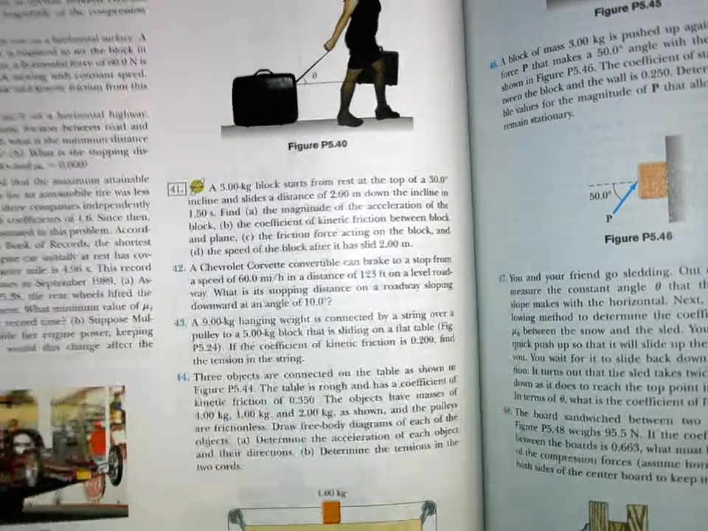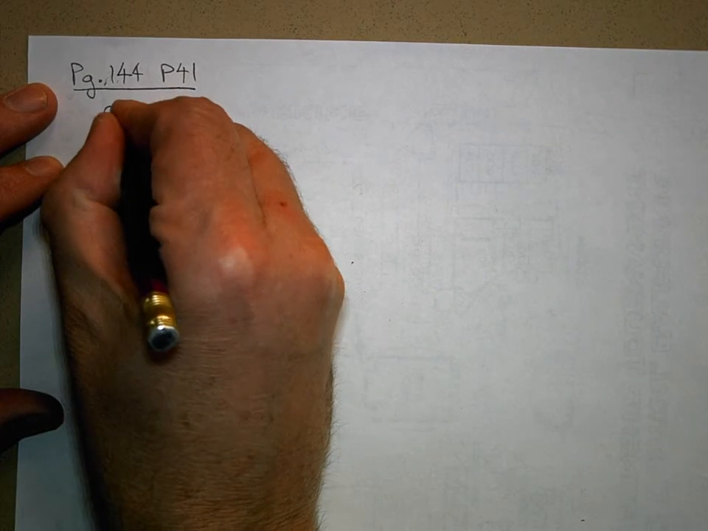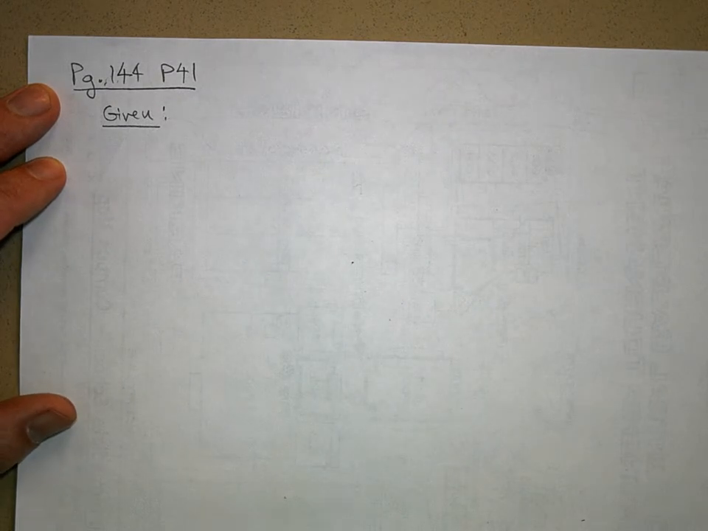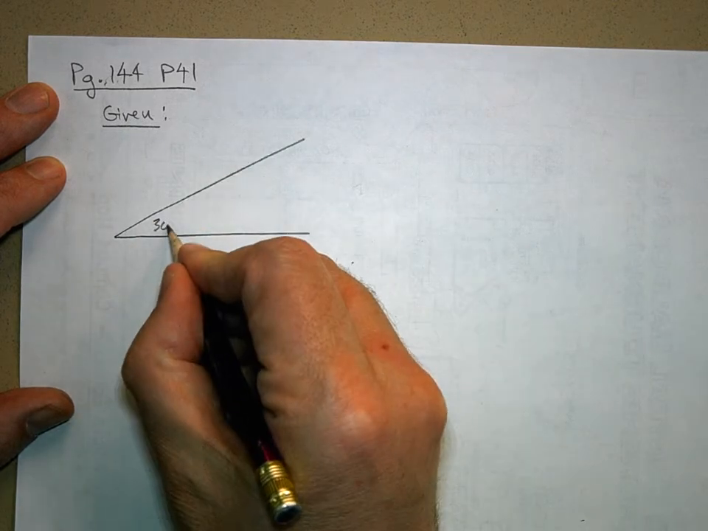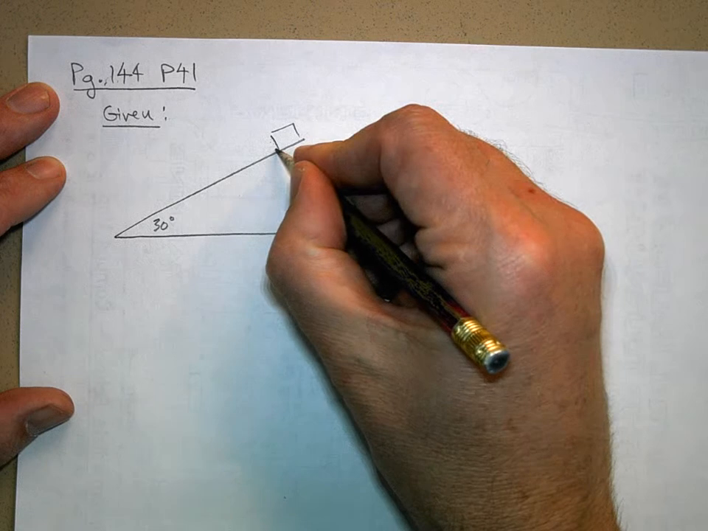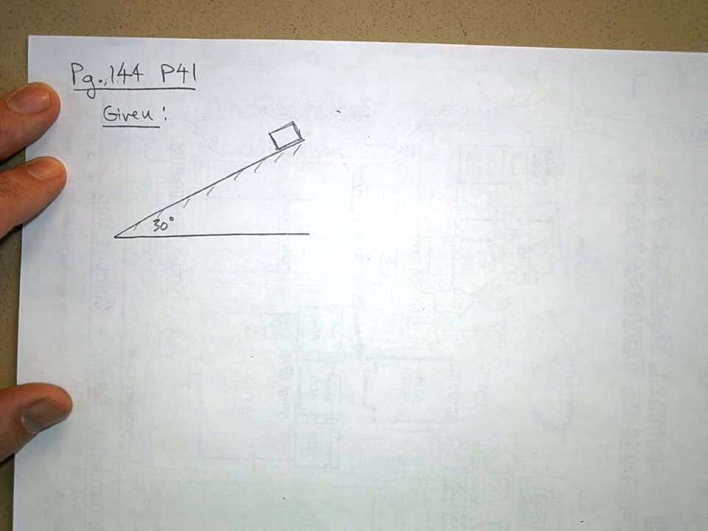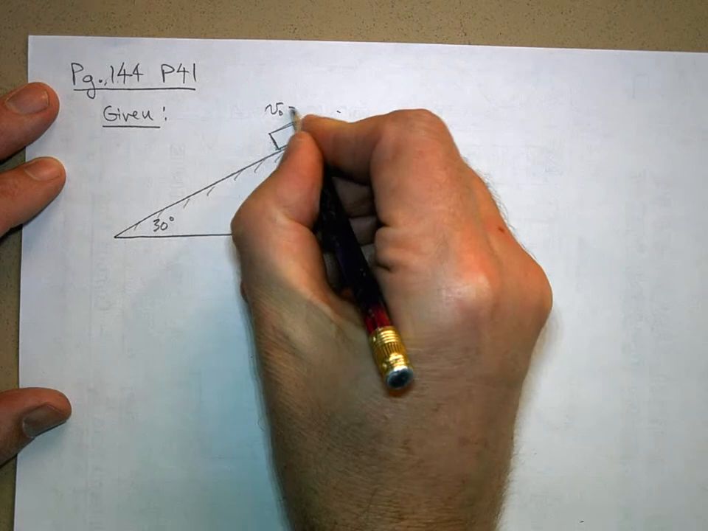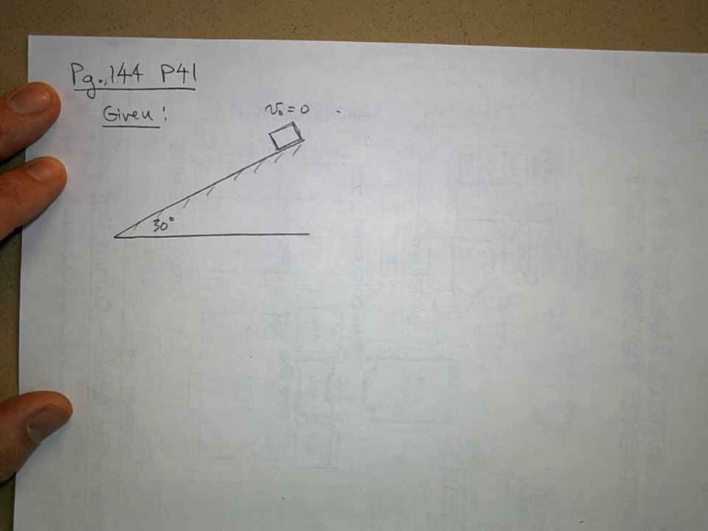Oh, the speed, okay. So let's set this up. Given. We had a 30-degree incline, right? And so here's our block up on the incline. And it says it starts from rest. That's a really important clue. Whenever it says it starts from rest, you know that V naught equals 0, right? And it slides down a distance of 2 meters in 1.5 seconds.